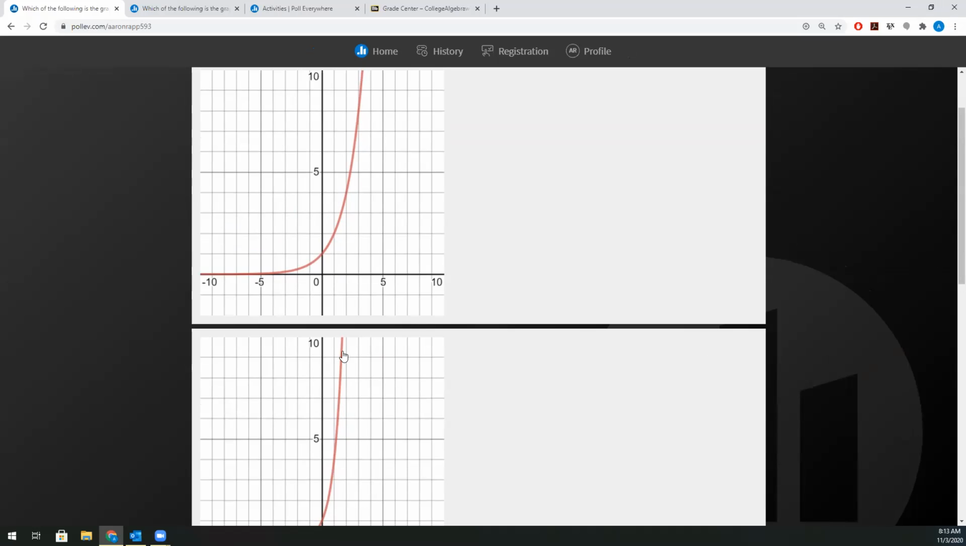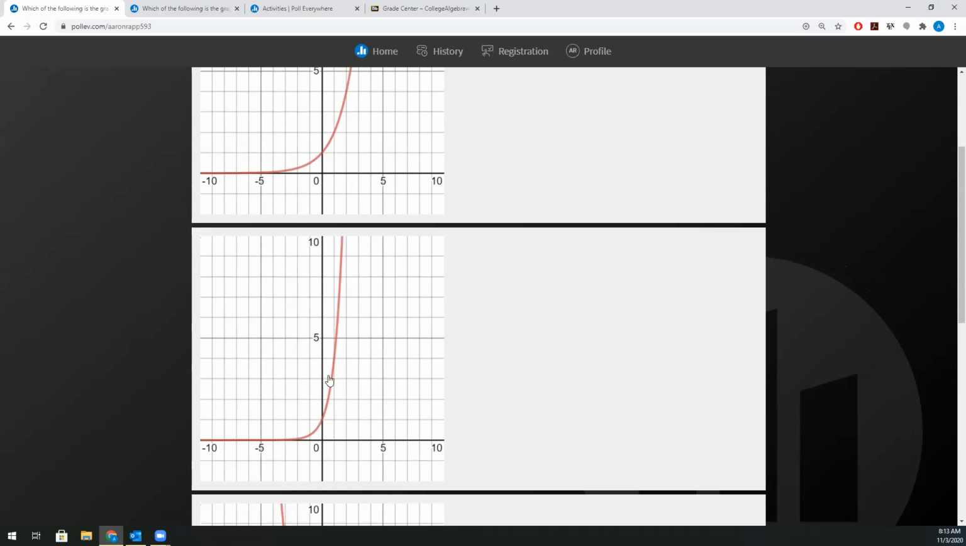That's a good sign. It's probably this one. And this one, I see that it actually goes through (1, 4). So this can't be the graph of f of x equals 2 to the x. Let me see if I can write it here. Not good at writing with my mouse.